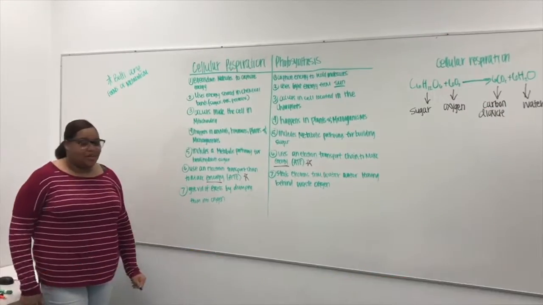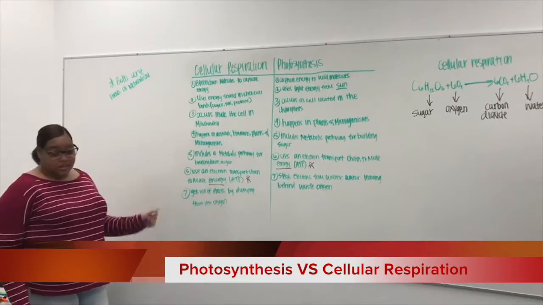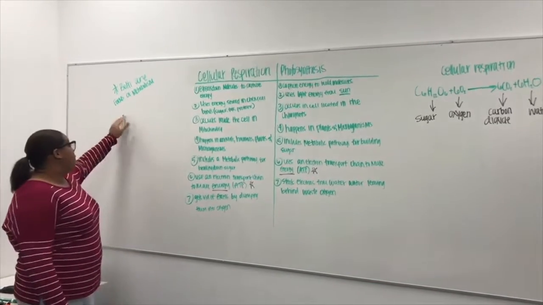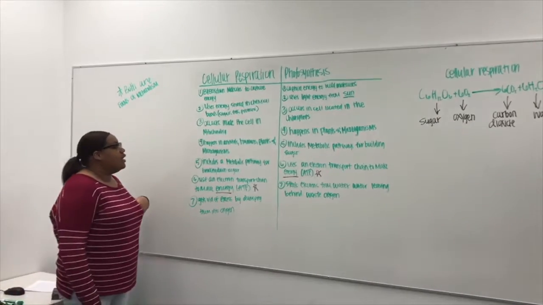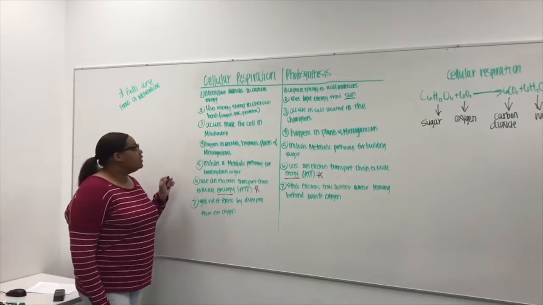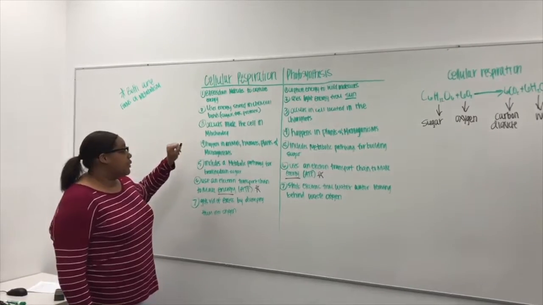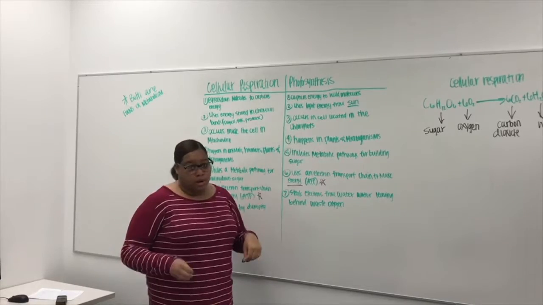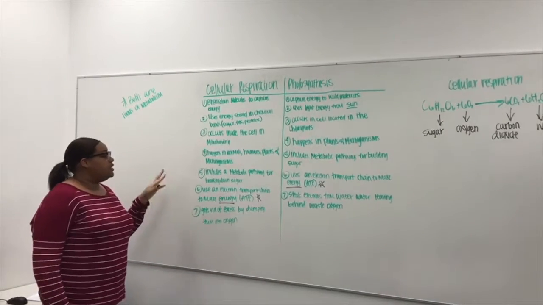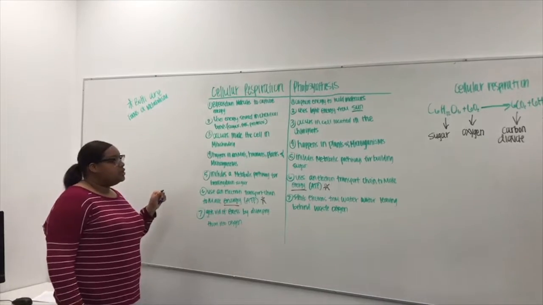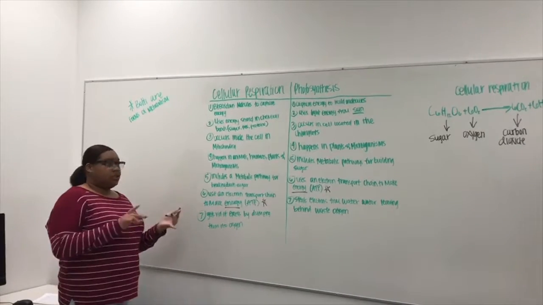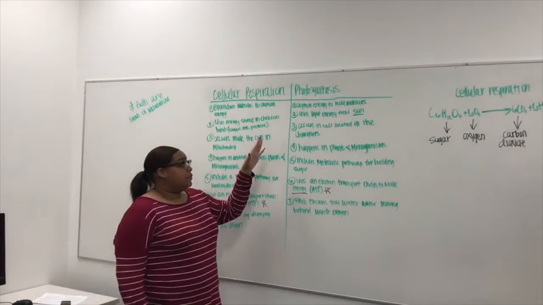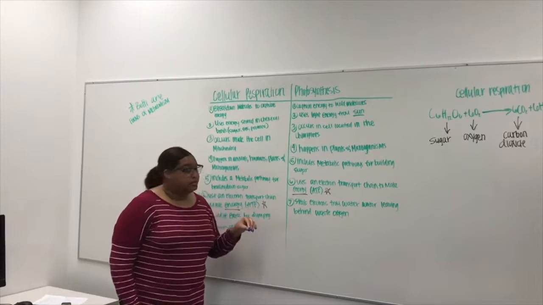Hey class, so today I'm going to be teaching you the difference between cellular respiration and photosynthesis. One thing that you should remember is they both are forms of metabolism. Okay, so for cellular respiration, they break down molecules to capture energy. In photosynthesis, it captures energy to build molecules. Number 2, cellular respiration uses energy stored in chemical bonds, which are the sugars, fats, and the proteins. And for photosynthesis, it uses light energy from the sun.